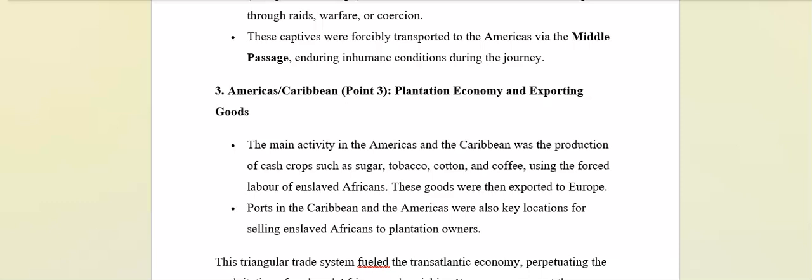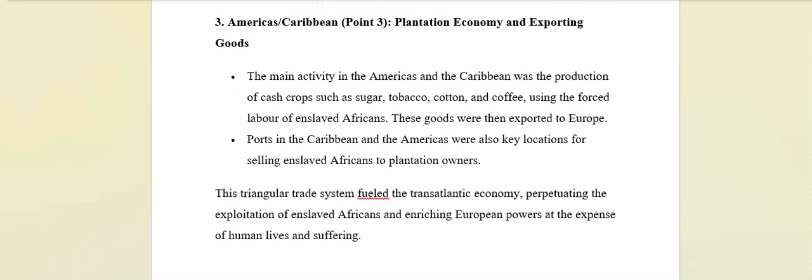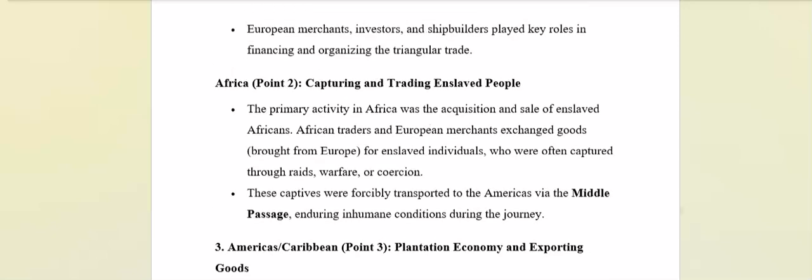All right, so ports in the Caribbean and the Americas were also key locations for selling enslaved Africans to plantation owners. So, based on what we are seeing, the triangular trade system was fueled by the transatlantic economy, right? And this caused a lot of exploitation of enslaved Africans, which in turn was enriching European powers at the expense of human lives and suffering.